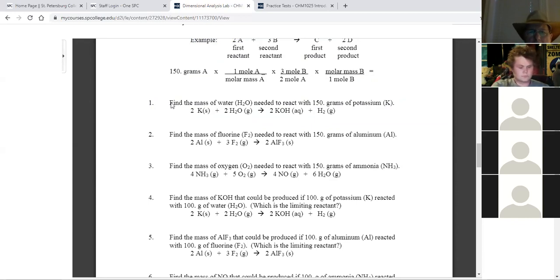Okay, first problem here. Find the mass of water needed to react with 150 grams of potassium. So, I go to the very bottom here. Okay, new slide. Okay, my equation. I've got potassium reacting with water to make.